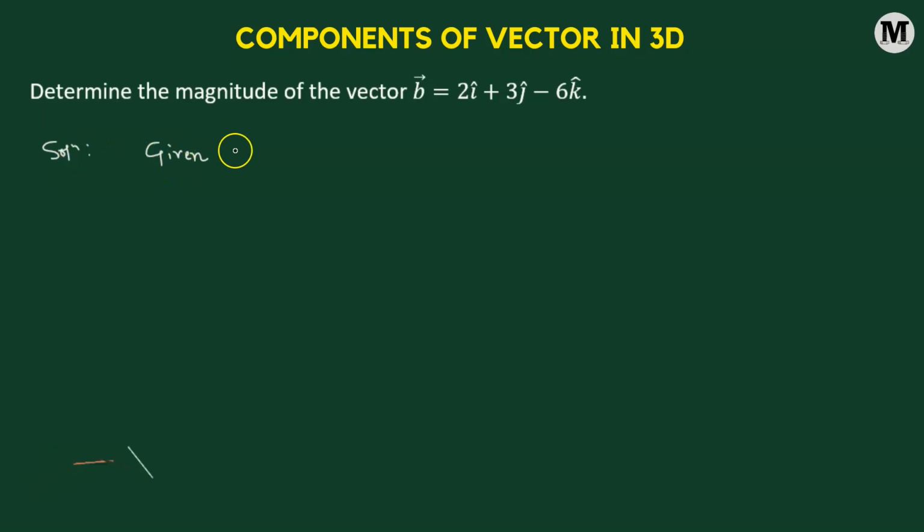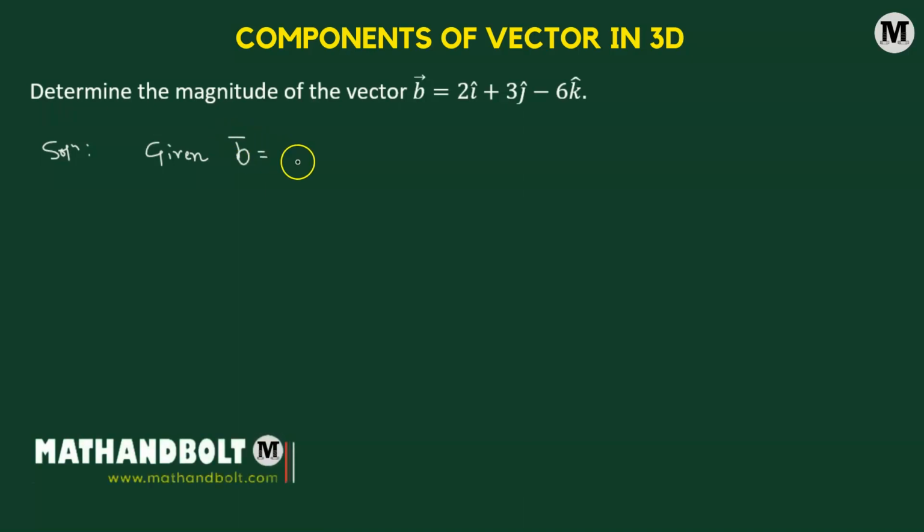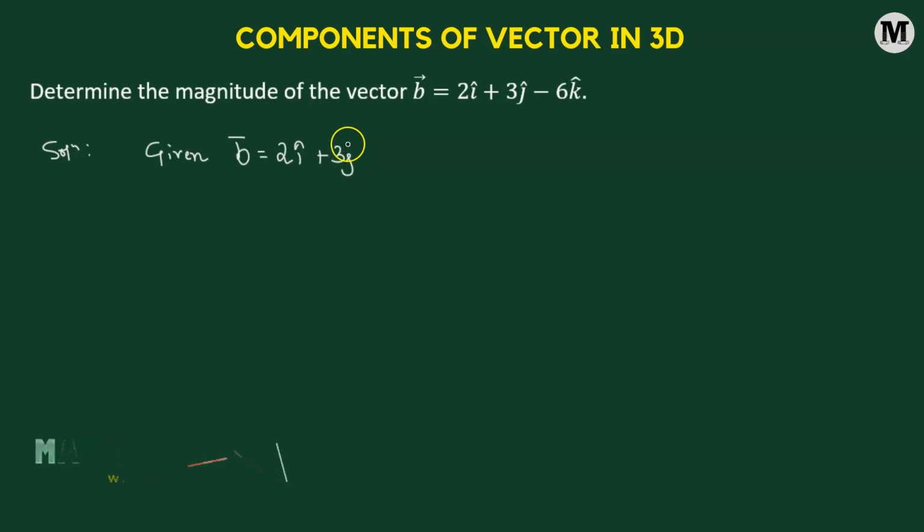Let's note it down. B vector is given by 2 times i cap plus 3 times j cap minus 6 times k cap. And we're going to rewrite it as 2 times i cap plus 3 times j cap plus negative 6 times k cap. Now that we have expressed the vector b, we will try to compute its magnitude.